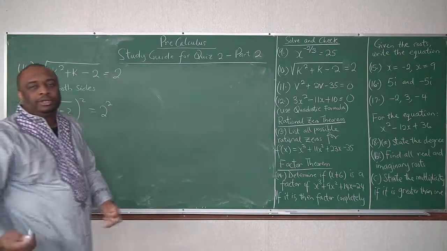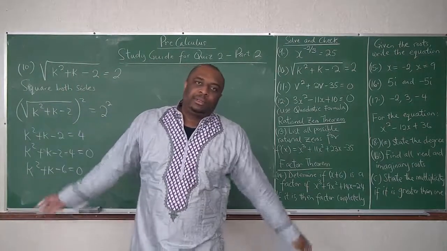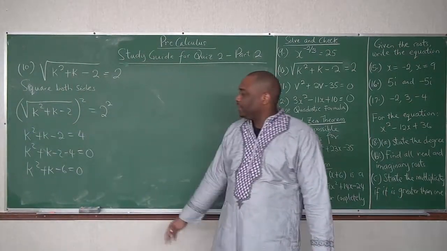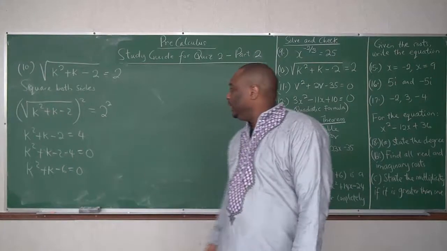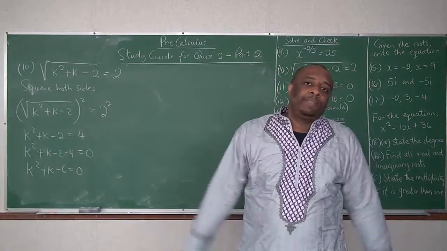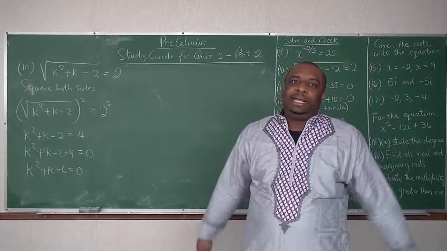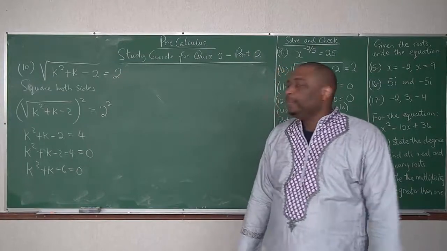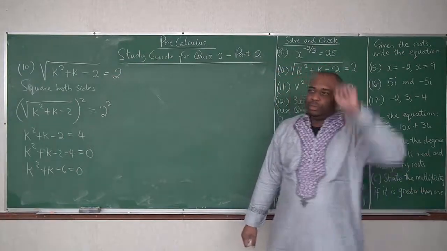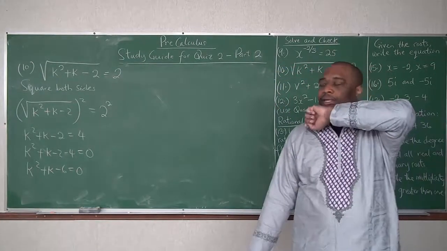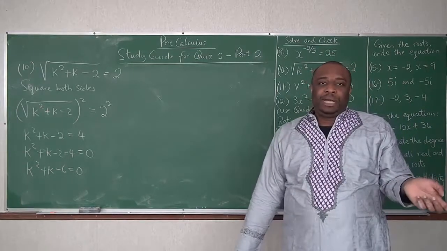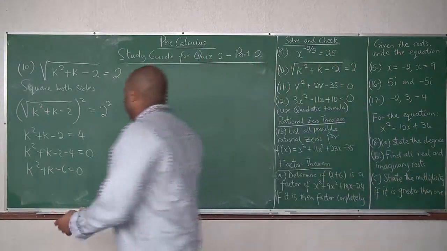Solving quadratic equations by factoring. Let's see whether factoring will work. Negative 6k squared. 1 and negative 6 will not work. Negative 1 and 6 will not work. 2 and negative 3 will not work. Negative 2 and 3 will work.